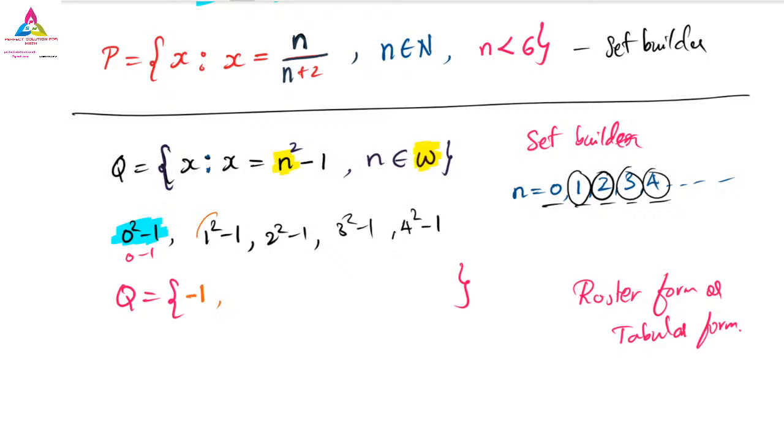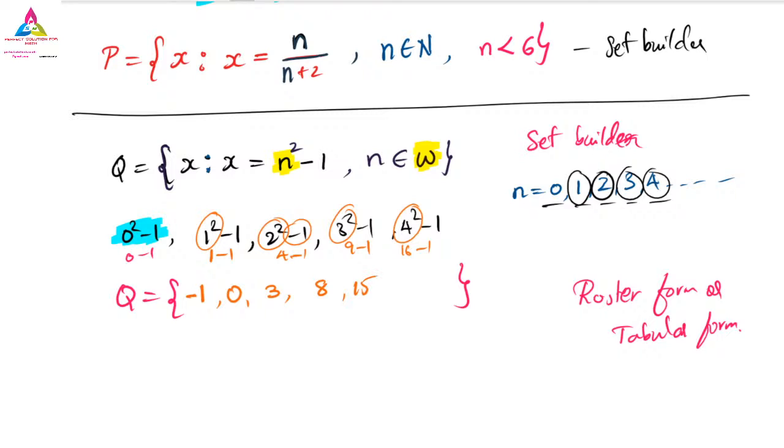The next one, 1 square we have. 1 square is 1. Minus 1 is how much? 1 minus 1 is 0. Then 2 square is 4. 4 minus 1 is 3. Then 3 square is 9. 9 minus 1 is 8. The next one is 4 square minus 1. 4 square is 16. 16 minus 1 is 15.